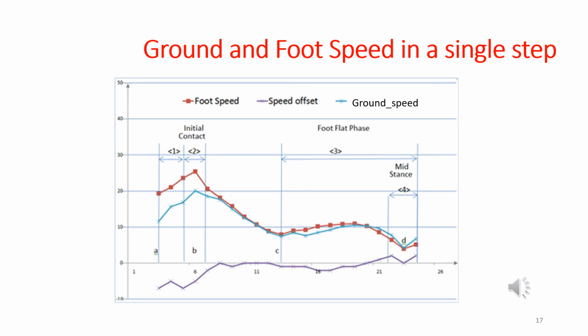speeds is shown in the purple color. When the purple line is getting to 0, as shown in stage 4 and point D, we can find the speed of foot and the ground are the same. Also, at this stage, their speed is lowest. So, we pick up the gait parameters from this point. This is the algorithm we use to detect the foot flat phase and measure the foot progression angle.